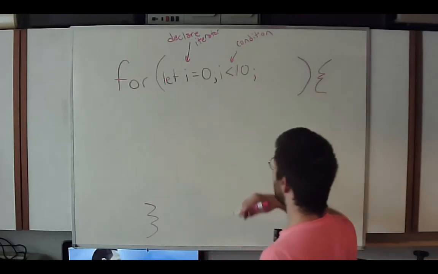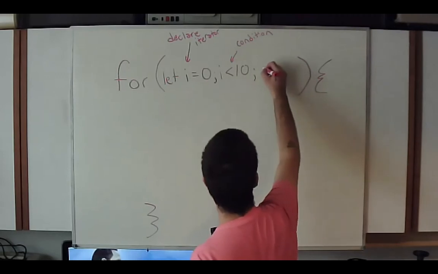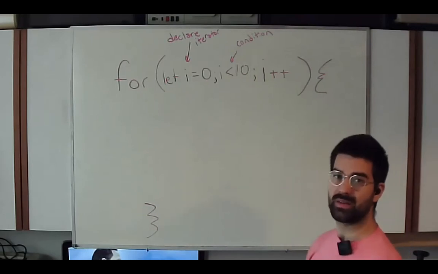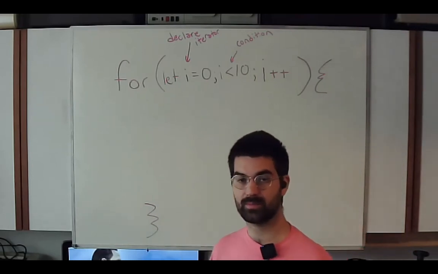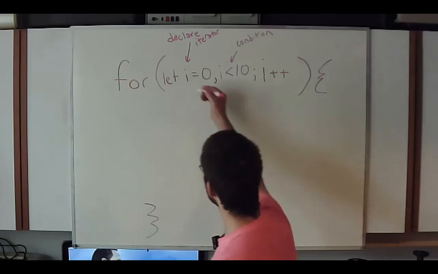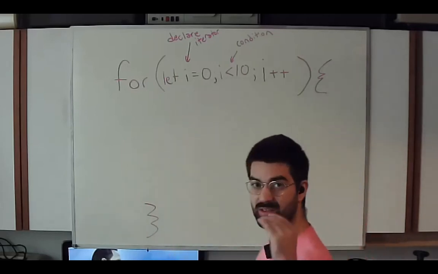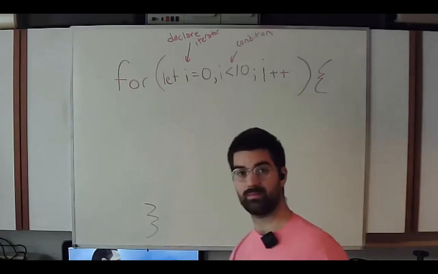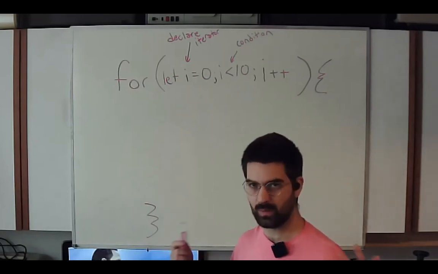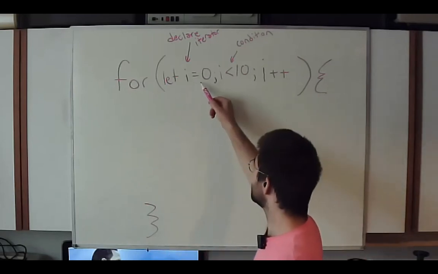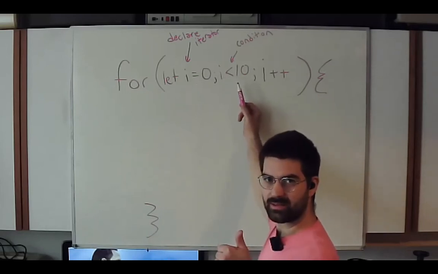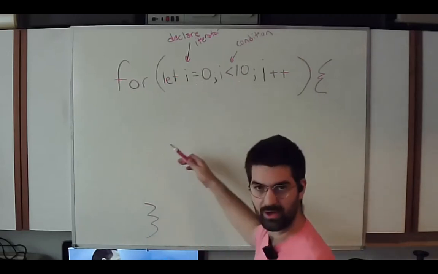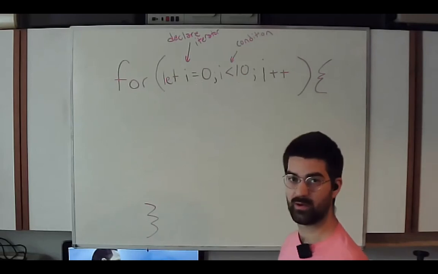And last but not least is where we actually iterate. So here we'll say i++. And so if we say i++, that says add 1 to the value of i. So what's going to happen here? We'll start out where i is 0. Then the code will check the condition. It'll say, is 0 less than 10? Yes. In that case, run the code. We haven't written any code yet, but run the code, and then add 1 to the value of i.